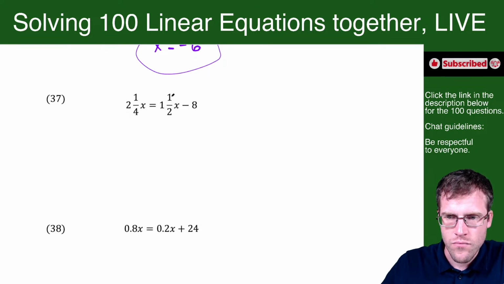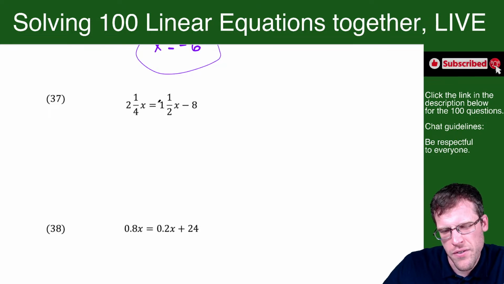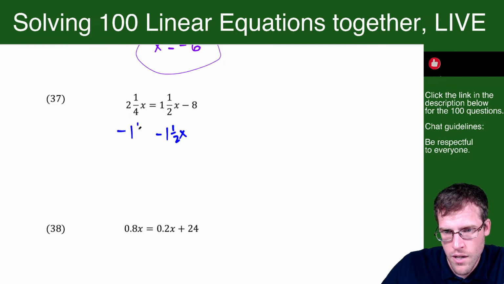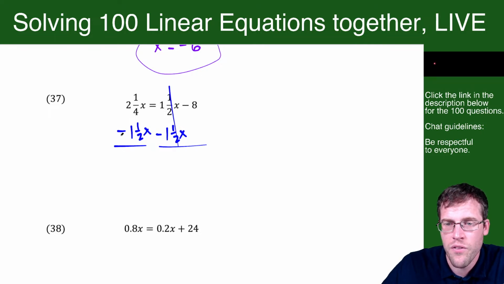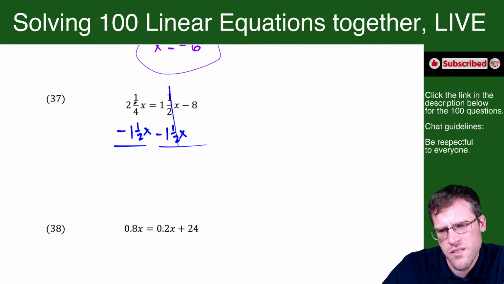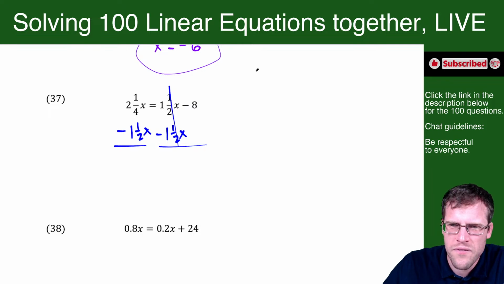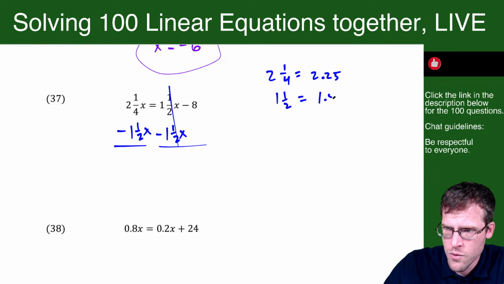Now we got mixed numbers. So for this one, we're going to do minus 1 1/2 x on both sides. And now this turns into a 5th grade question. After this cancels, what you're really thinking about is 2 1/4 minus 1 1/2. There's a few ways you could do this. You could treat 2 1/4 as 2.25, and 1 1/2 is 1.5.